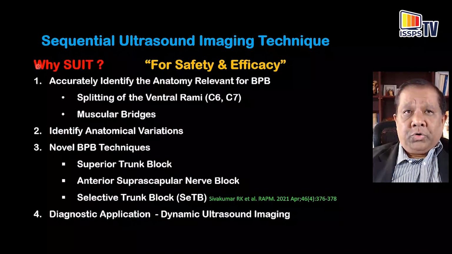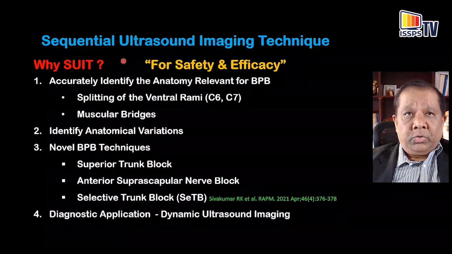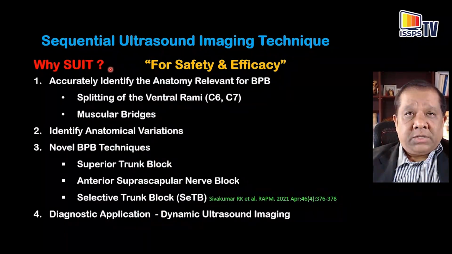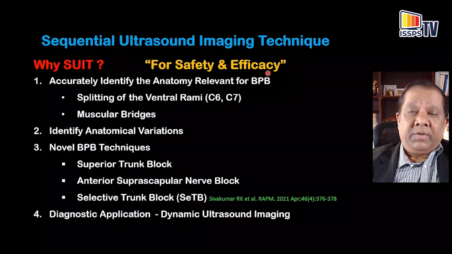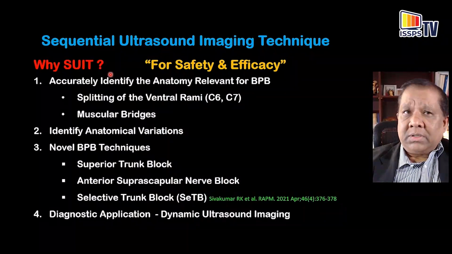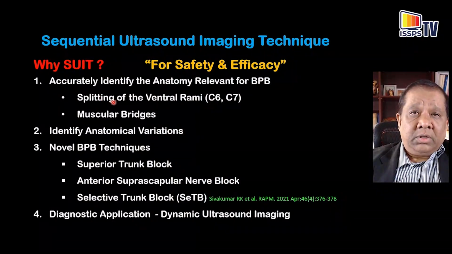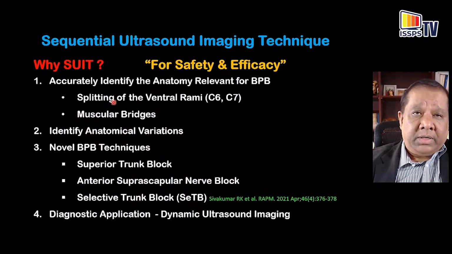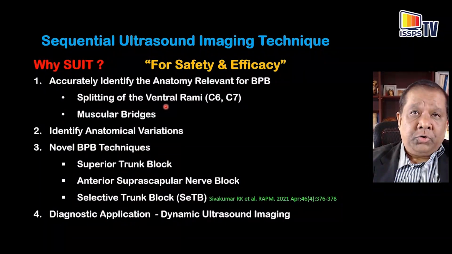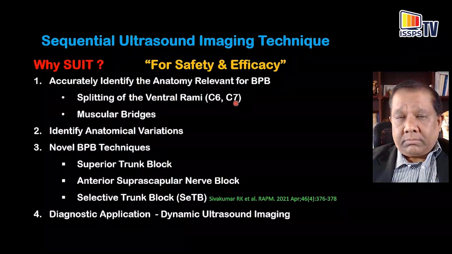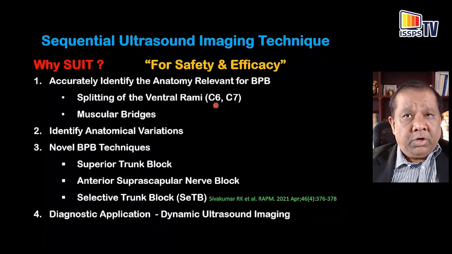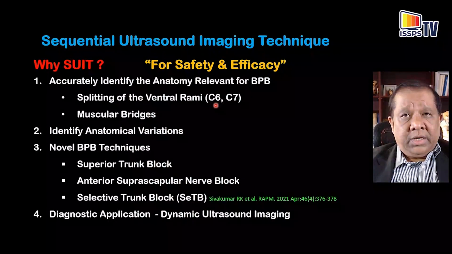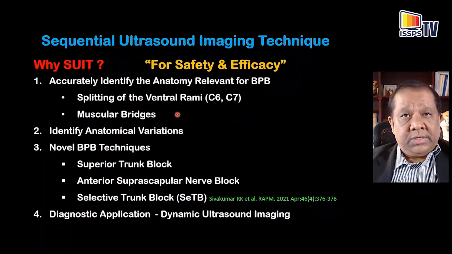So, in conclusion, why would you want to do a sequential ultrasound imaging as opposed to just placing the transducer and performing the injection? I think for safety and efficacy, it is very important. Accurately identifying the anatomical structures relevant for the brachial plexus is vital. As I have illustrated to you, intra-root splitting of the ventral ramus of C6 and C7 may result in inadvertent intraneural injection if you misidentify the two components of the C6 or the C7.